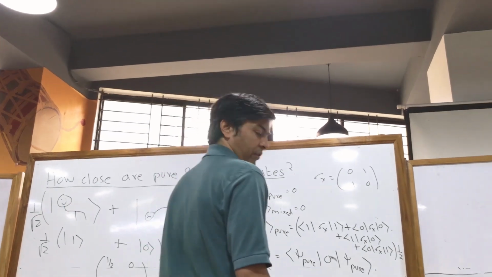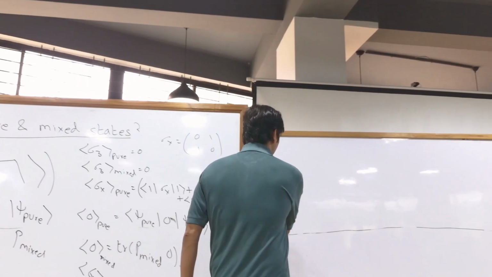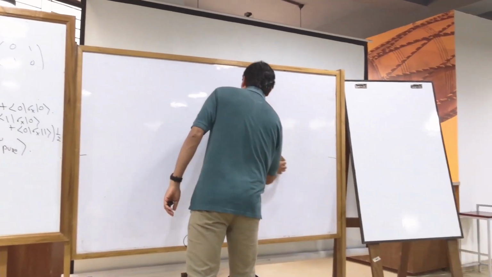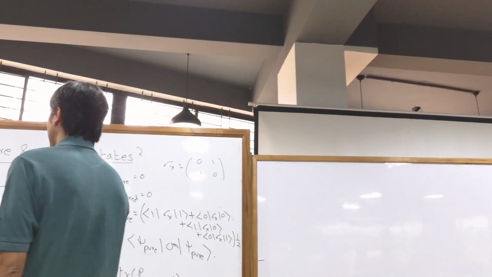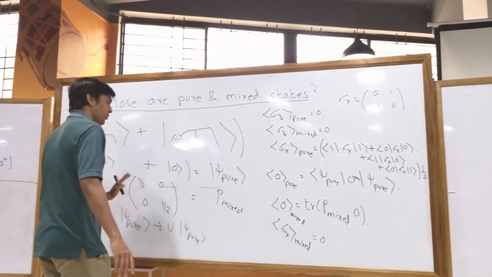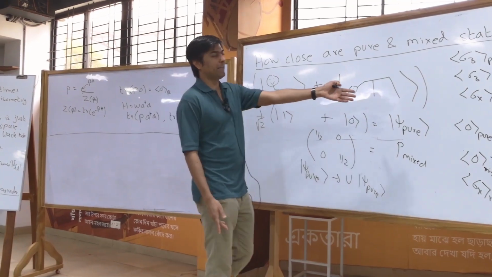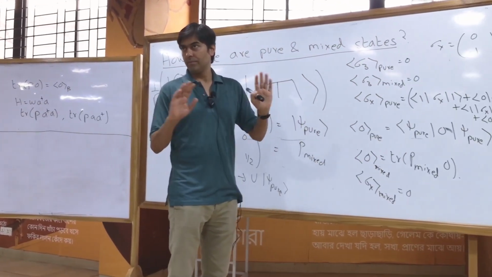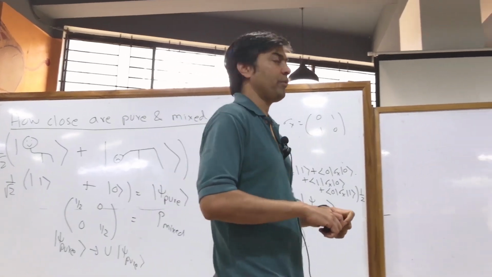I now want to ask this question. So what do I mean by this question? Here it looks like pure states are not very close to mixed states. If you gave me this system of a cat or this system of a qubit, which has two different states, this pure state is not very close to a mixed state. It's not very close because look, I measure sigma x, I immediately get a different answer.